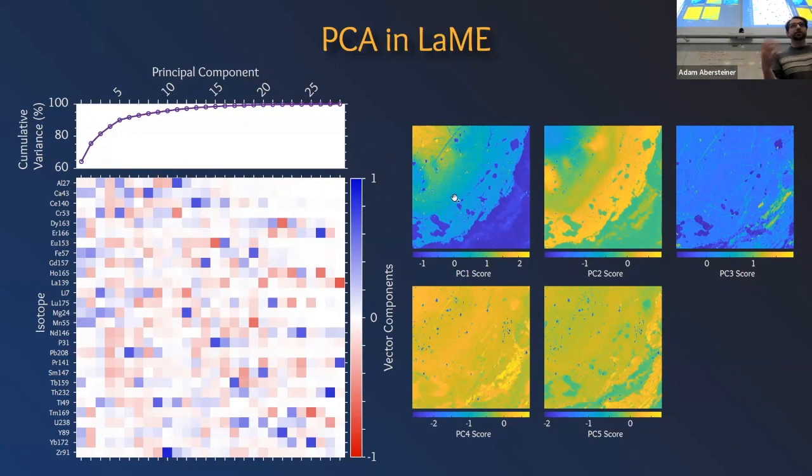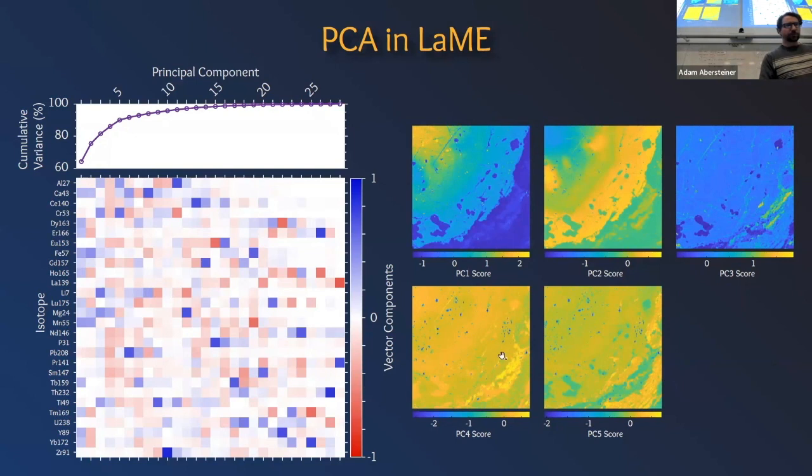And then I can look at those scores as a map. And here are the different maps that are created from those scores. And we see some interesting things based on this. The first one, we see a nice core to rim zoning in the garnet. In the second principal component, we actually see rim to core zoning in the garnet. And the third one, we actually see these fractures and one of these other minerals that's outside of the garnet.